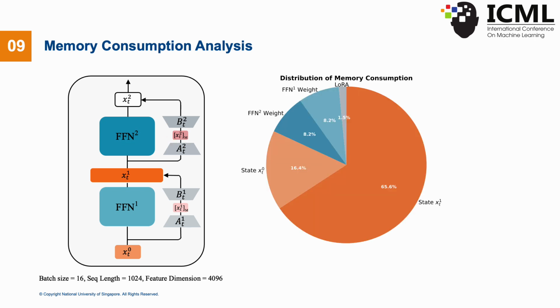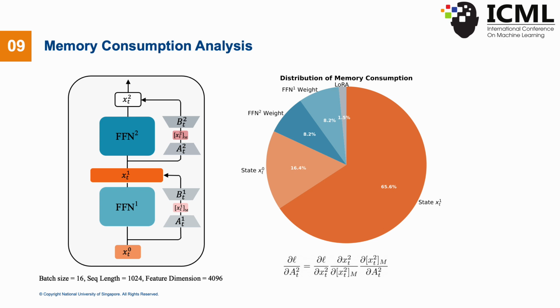So when we analyze the memory consumption in the LoRA case, the LoRA weights consume only a very small part of the total memory. In particular, they only consume 1.5% of the total memory. This is because the weight matrix is low rank, and the gradients and the momentums become sufficiently small. Instead, what dominates the memory consumption is the states xt0 and xt1.